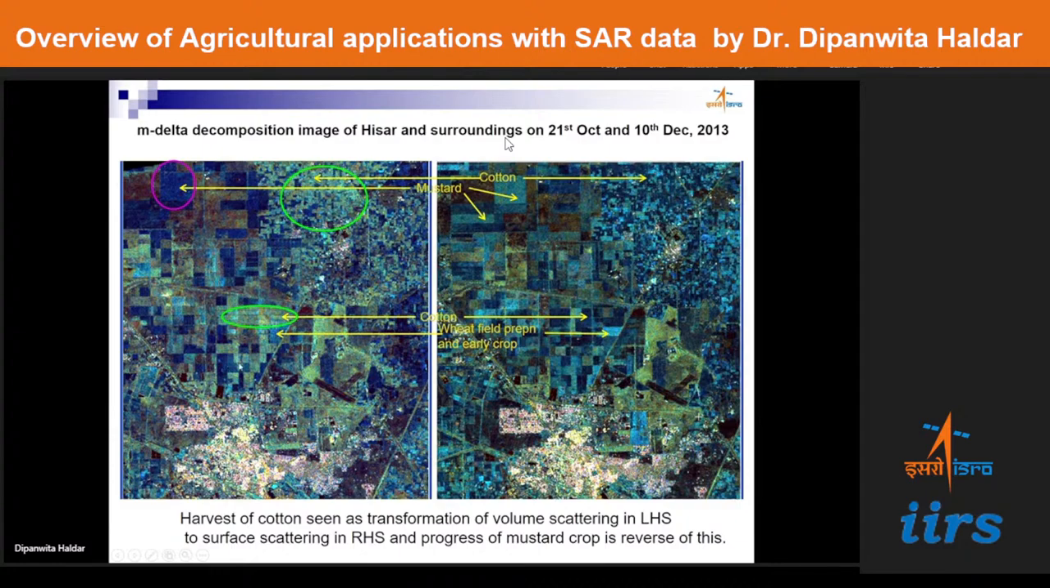Now wheat fields are seen here. If you see these blue fields, in October, November, mostly they are fallow, and in November the sowing has started, and then they will mature to some extent, a 1 month, 1.5 month crop, in December. So some amount of volume scattering is seen in those fields which were totally surface during the October month.